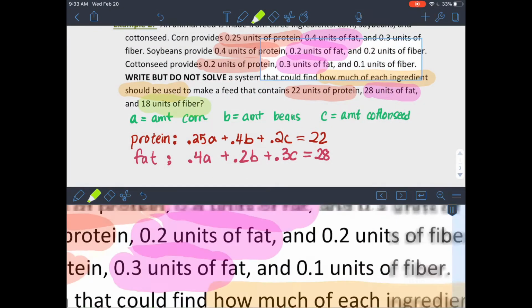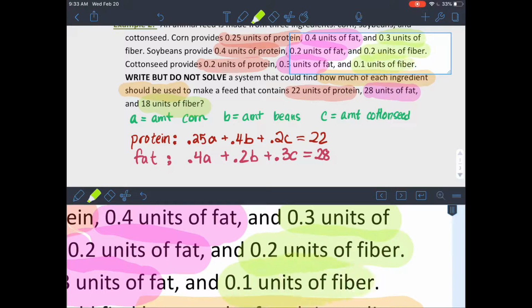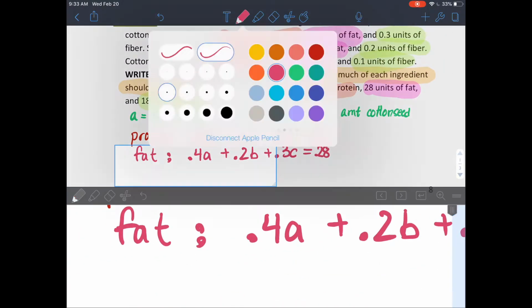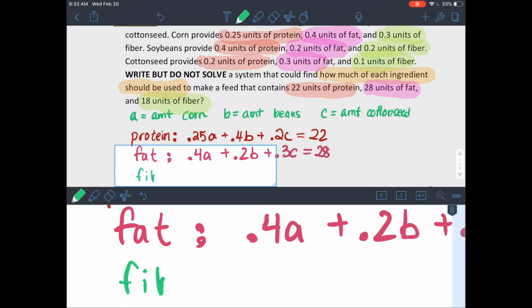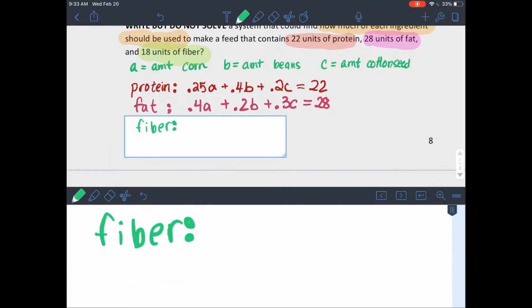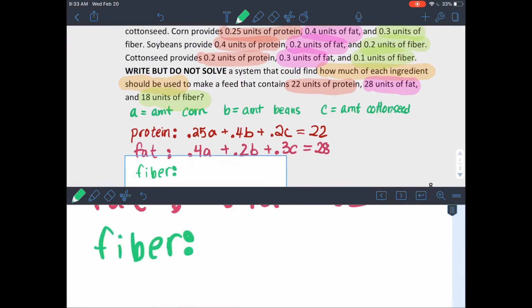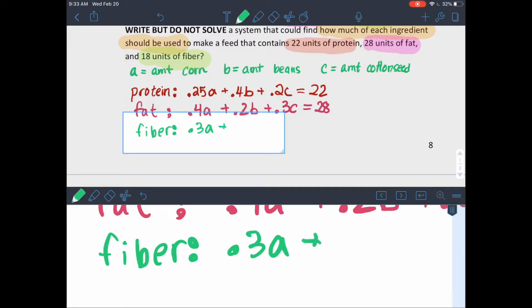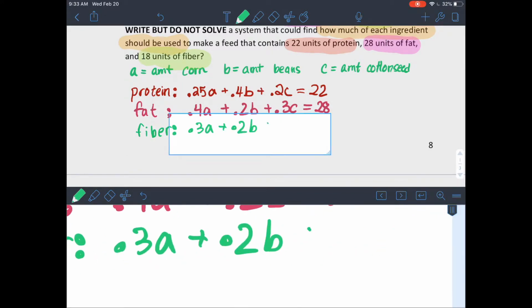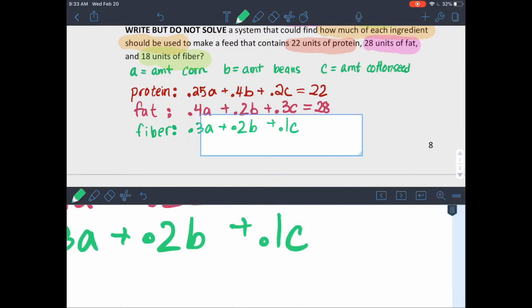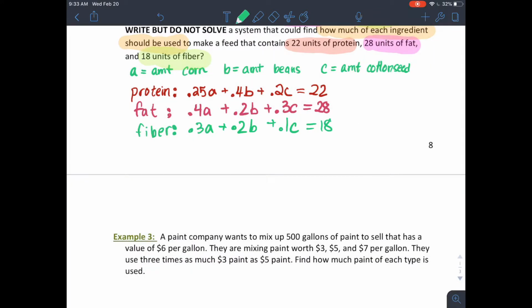And then fiber needs to be 18 units all added together. So from each individual ingredient, make sure that the amount of fiber adds up to a total of 18 units. So your system of 3 equations looks like that. I'm not going to have us solve this one, so there it is.